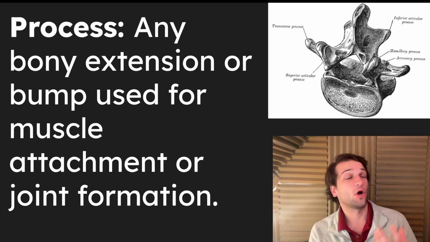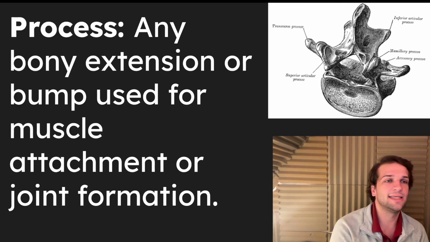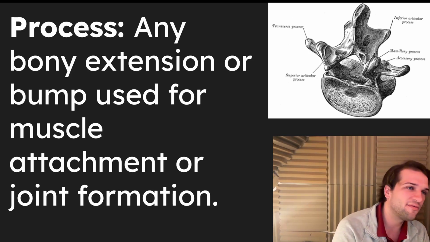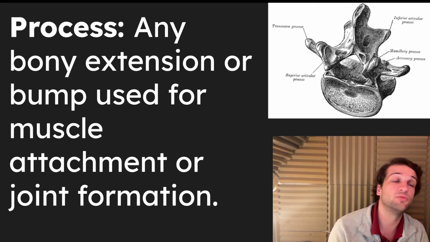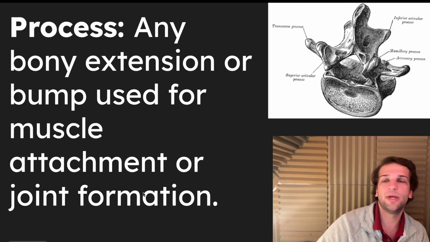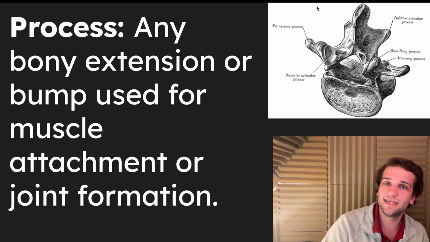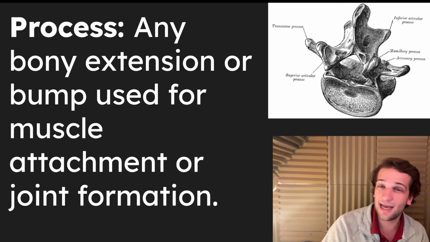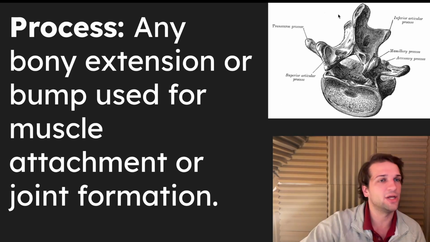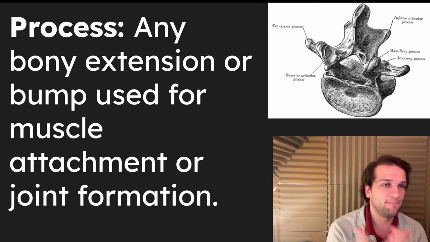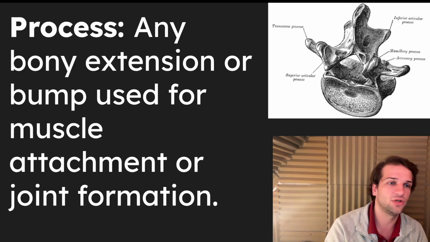We also have what are called processes. A process is a part that sticks off, so it is a type of projection. Again, muscle or attachment site, as well as some joint formations. In the spine, we actually have multiple different processes. We have our transverse on the side. We have our spinous process, which is the back part that you feel when you run your hand on your spine. But again, they allow for things to jigsaw in together and allow for muscles to attach.